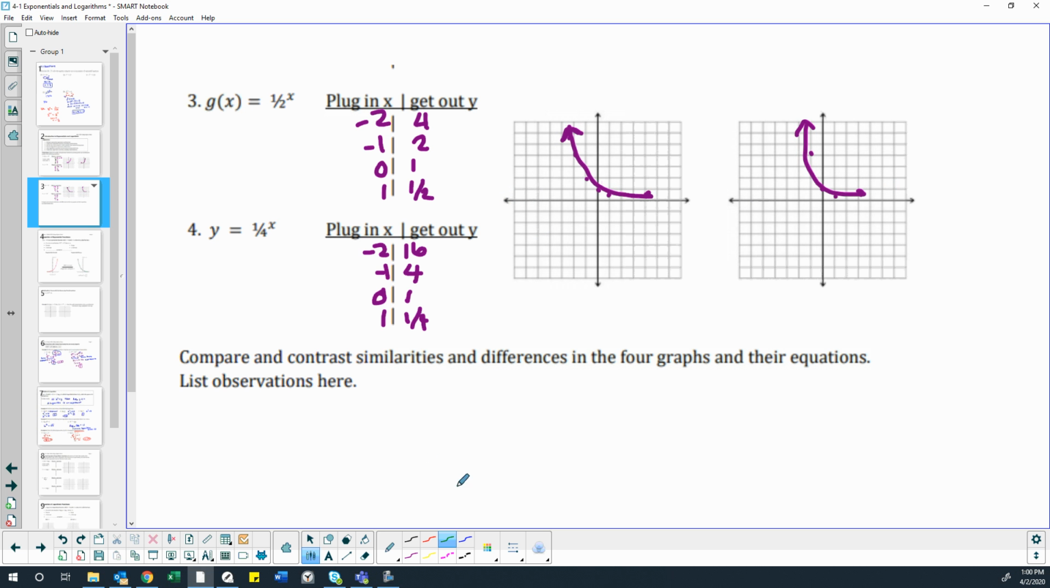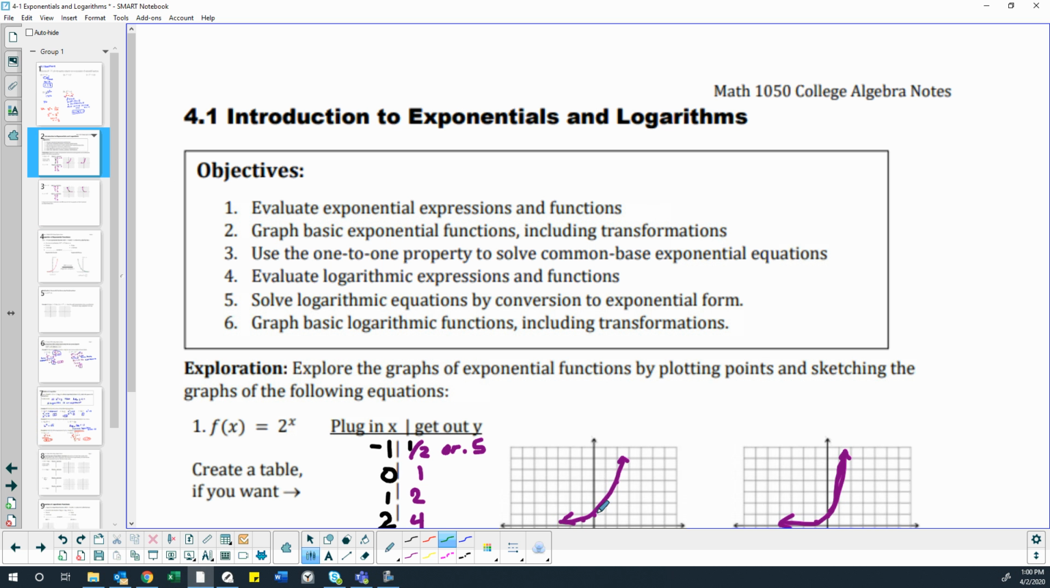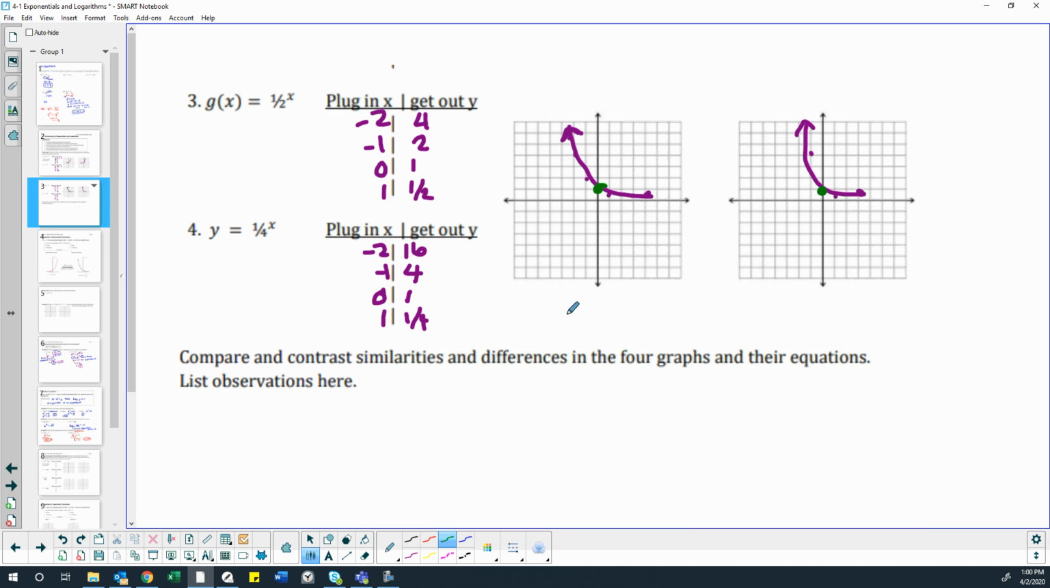that our graph never crosses. Also, another thing that's the same on all of them is they're all crossing this point at 0, 1. And that's because the power of anything to the 0 power is 1. So you always have that intercept at 0, 1. So that's one thing that's the same. You can make your own observations here, but we have an intercept at 0, 1, and they never go below 0. Stay positive.